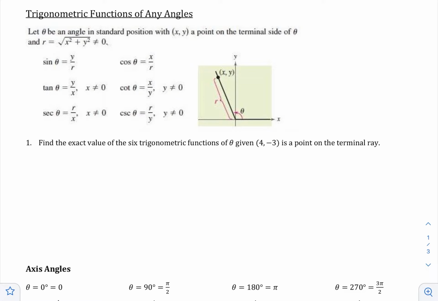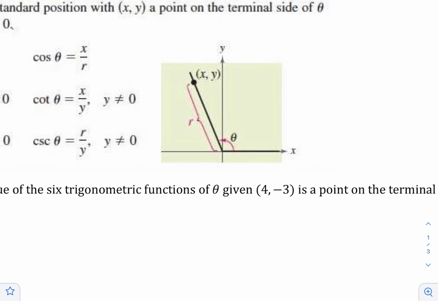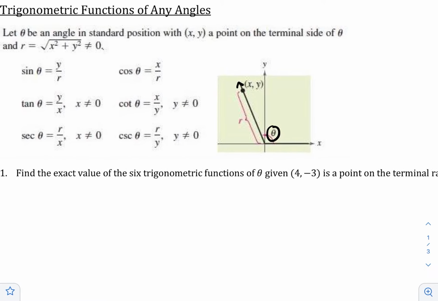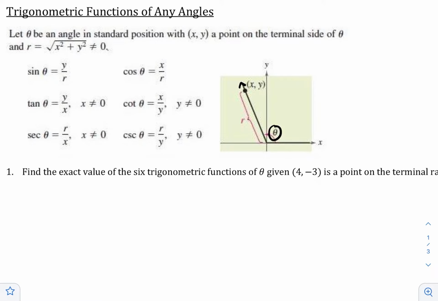So you can see the diagram of that. So here's a little diagram. This is your terminal ray. You have your angle right here. It's counterclockwise. And x comma y is just any point on the terminal ray. And there will be an infinite amount of options for that because the ray extends indefinitely. And you let r be the distance from the origin to the point. So the further the point is on the line, the bigger r will be. The closer the point is to the origin, the smaller r would be.